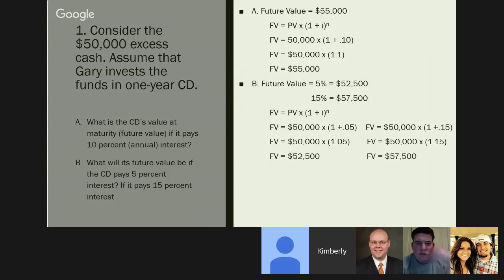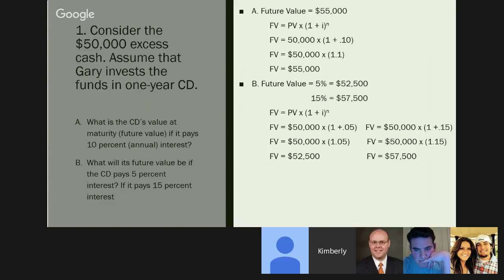Okay, so we are doing case number 12, which I'm sure we've all read through, about Pensacola Healthcare. Question number 1 says to consider the $50,000 excess cash, assume that Gary invests the funds in a 1-year CD. What is the CD's value at maturity if it pays 10% annual interest?